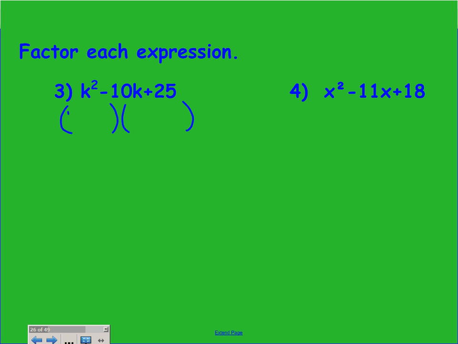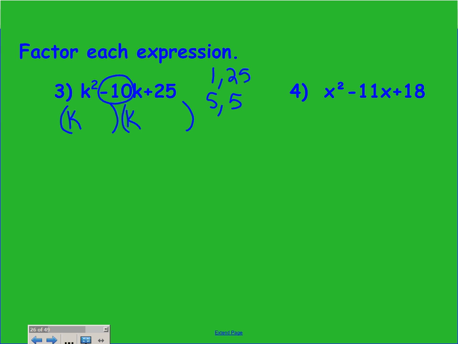It's k squared, so I know that's k times k. And then I've got 25. Well, that's going to be easy because 25 doesn't really have a whole lot of factors. It's only 1 and 25, and it's 5 and 5. And at the same time I'm thinking about that, I'm thinking about what I can put together to get a negative 10. Well, is 1 and 25 going to get me to 10? Is 5 and 5 going to get me to 10?